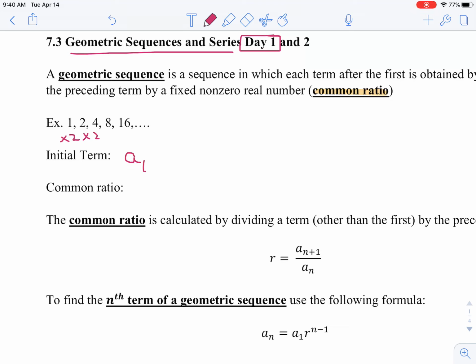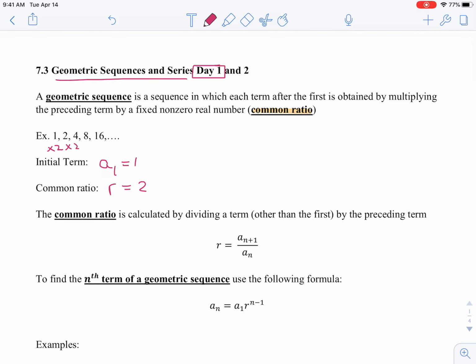So in this sequence, our initial term, a sub 1, was 1. Our common ratio, which we denote by r, would be 2. It's the number that we keep multiplying by. Now, maybe you don't notice it as easily in a different type of sequence. Maybe you have fractions and you can't tell what you're actually multiplying by.